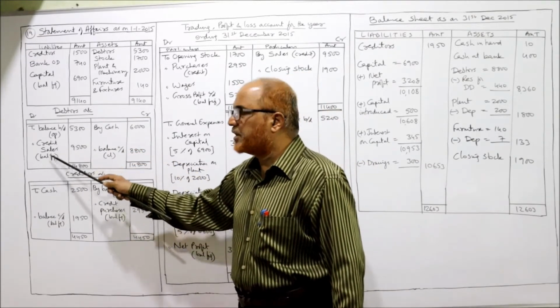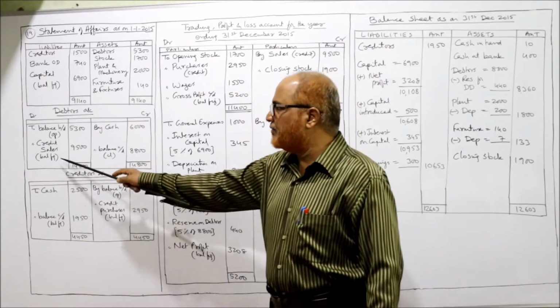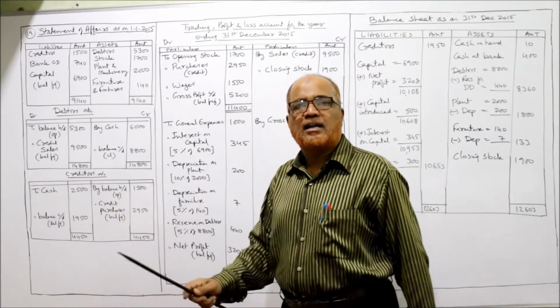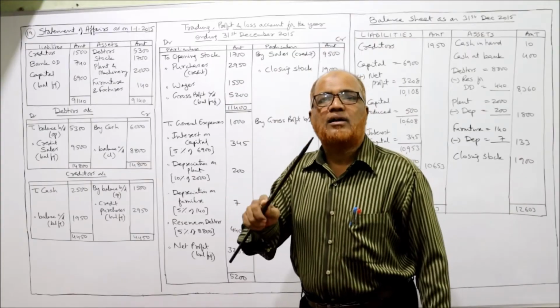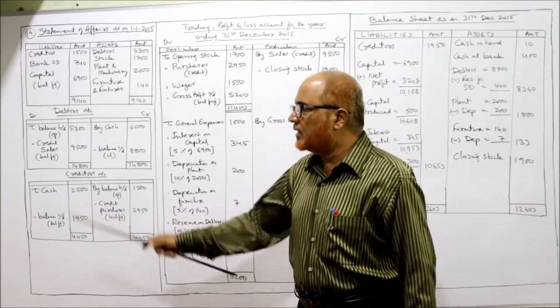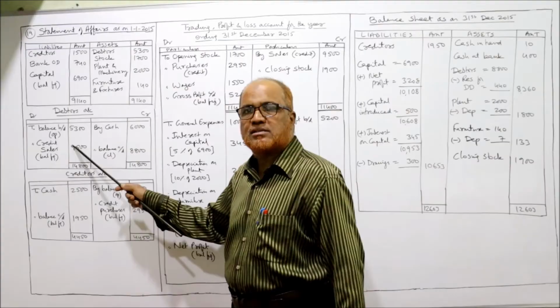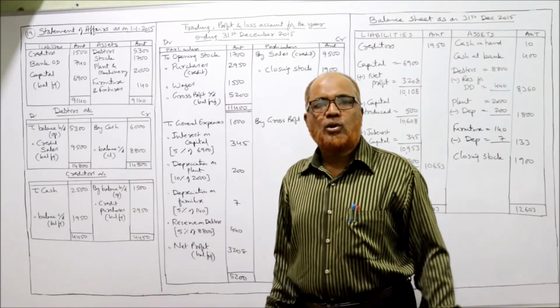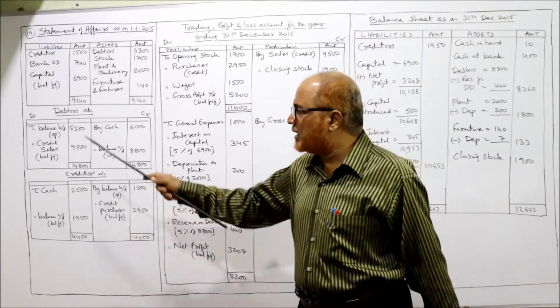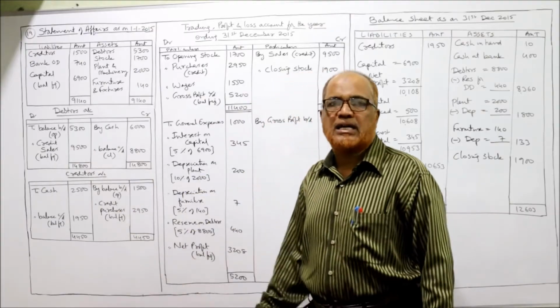This is what? Credit sales. The balancing figure is the credit sales. The entry for sales: debtors account debit to sales. So debtors account debit side to credit sales, 9,500. The credit sales are not given in the problem. By making the debtors account, we come to know there is a credit sale.